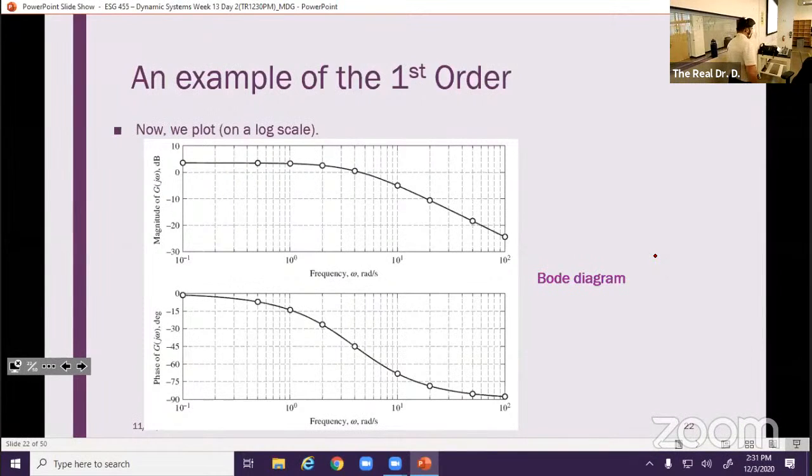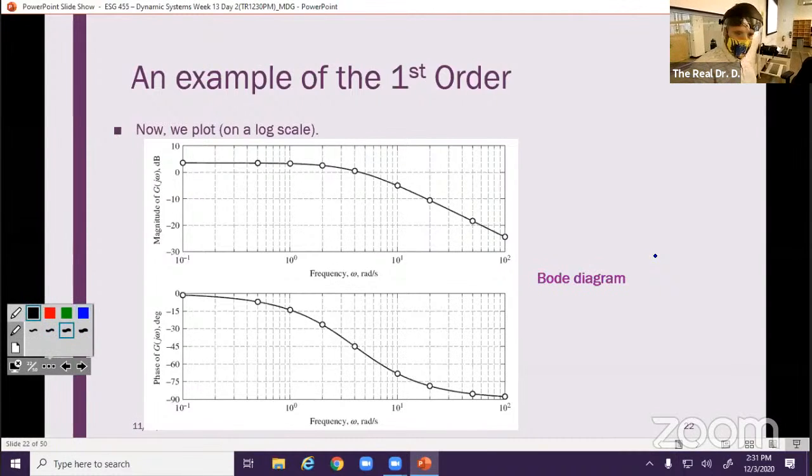If you put this in Excel, Excel will let you do a semi-log axis, and you can plot these in Excel. Now, there's a couple of things about how to read it that I'm going to talk about in a second, but this is a standard Bode diagram. It has two parts. It's got the magnitude on top. Notice magnitude is in decibels, and degrees for phase. The x-axis is a log scale for frequency in radians per second.